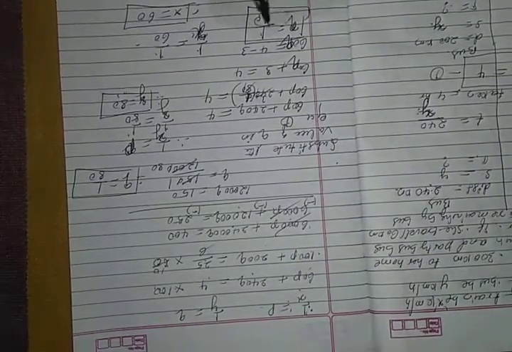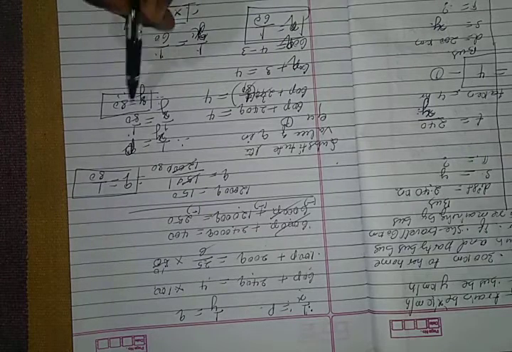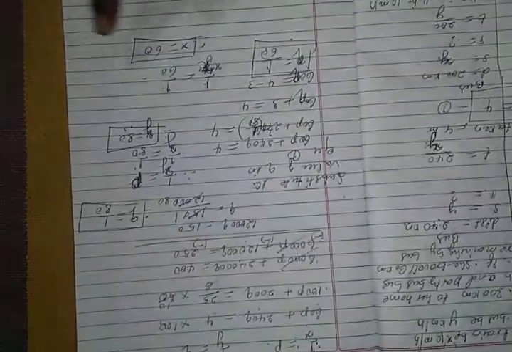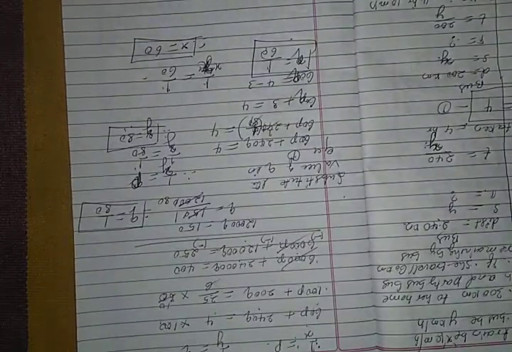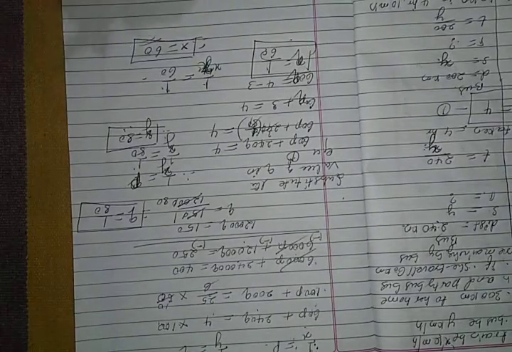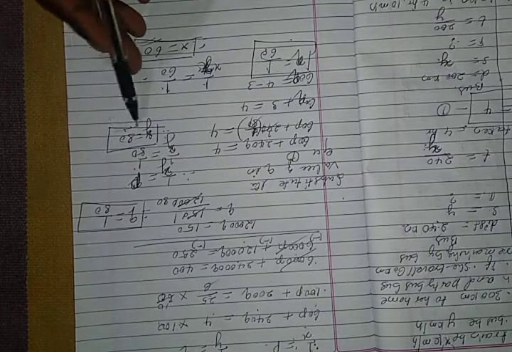So this is q, and this one is 1 by x. You can make the small correction. Speed of the train, that is x, is 60 kilometer per hour, and speed of the bus is 80 kilometer per hour.